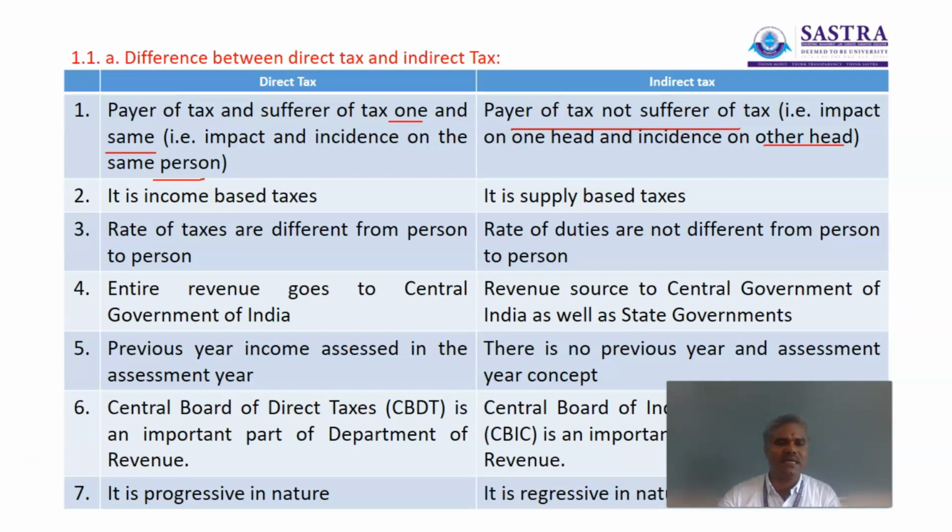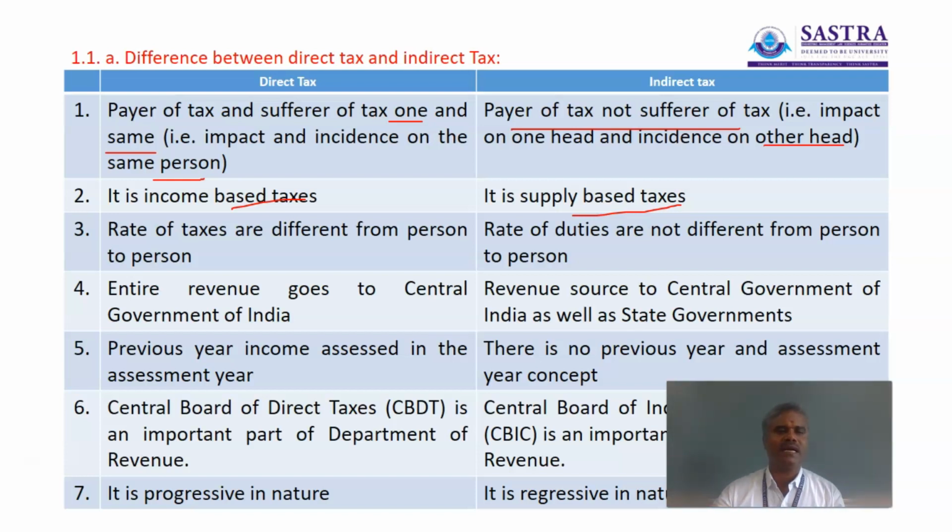Then, it is an income-based tax. Direct tax is an income-based tax. Indirect tax is a supply-based tax. Because in direct tax, we collect tax on their income. But here, we collect tax on our taxable turnover.